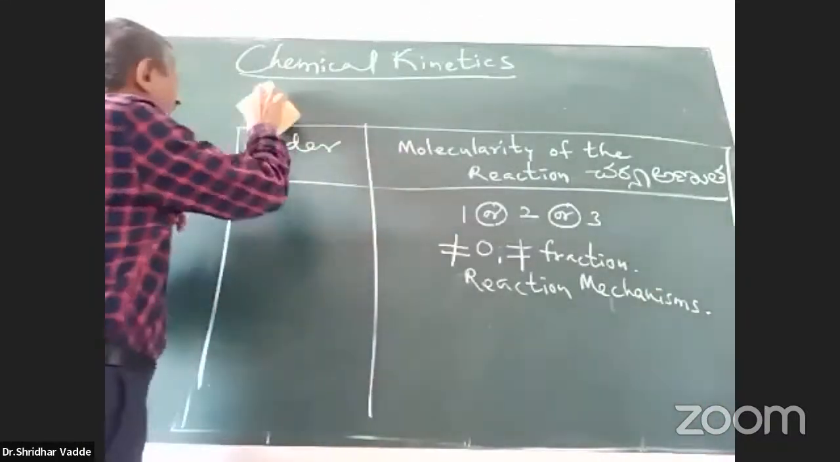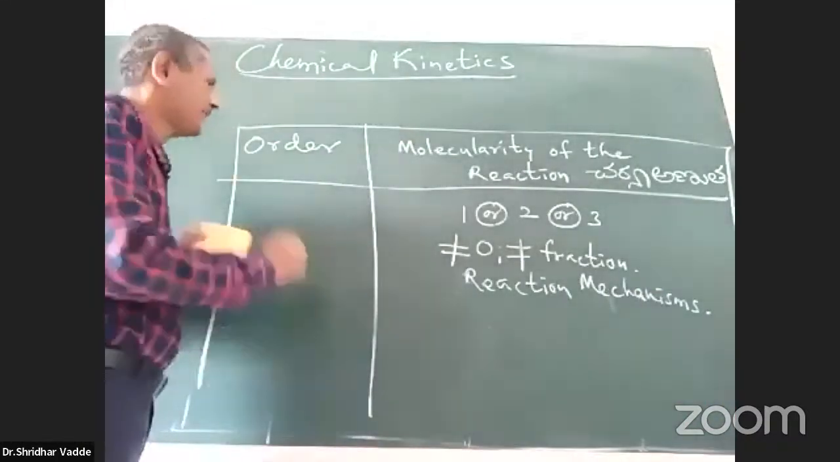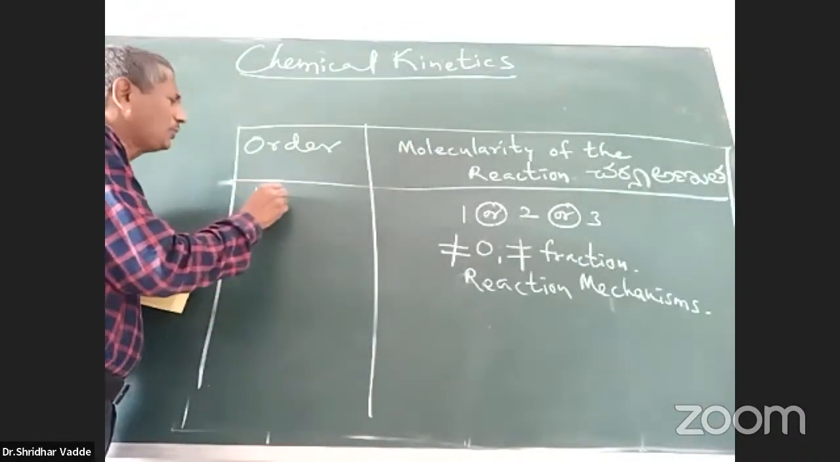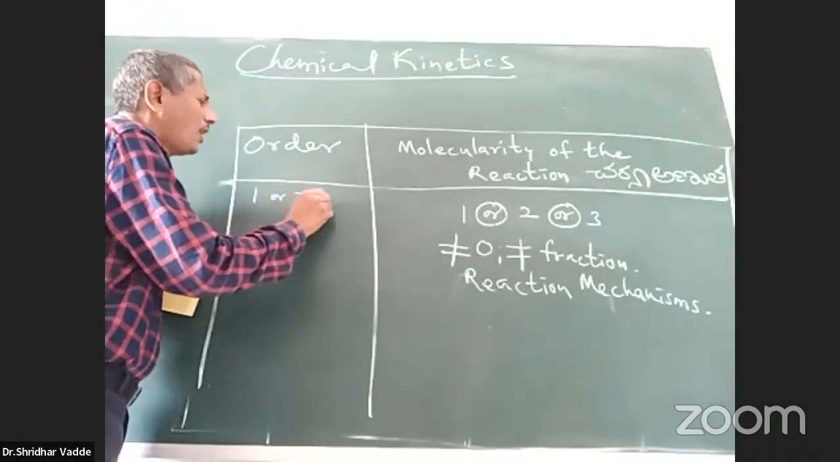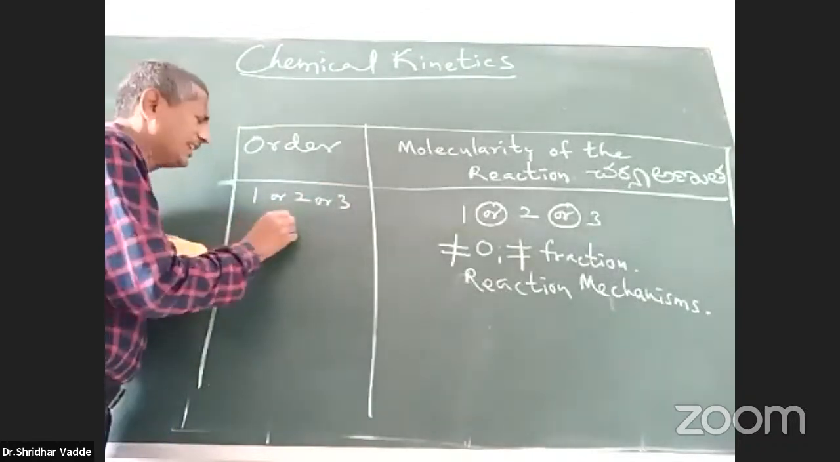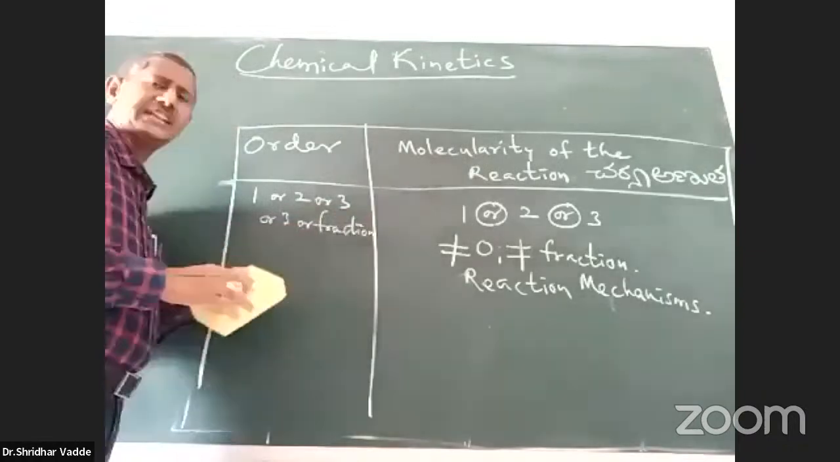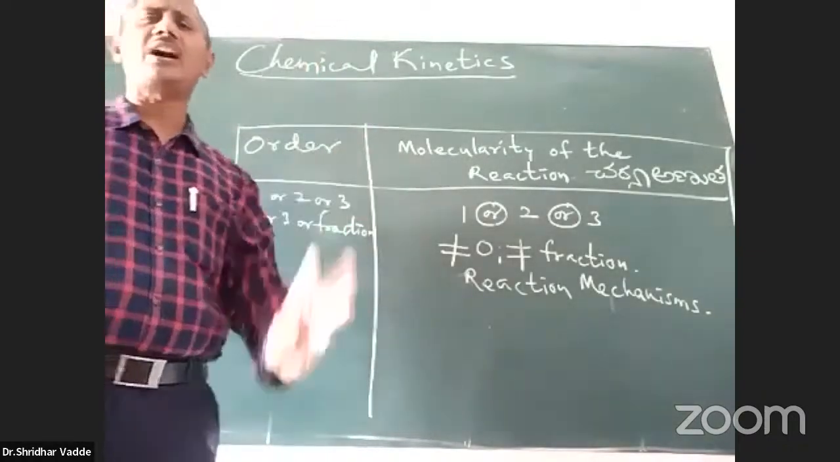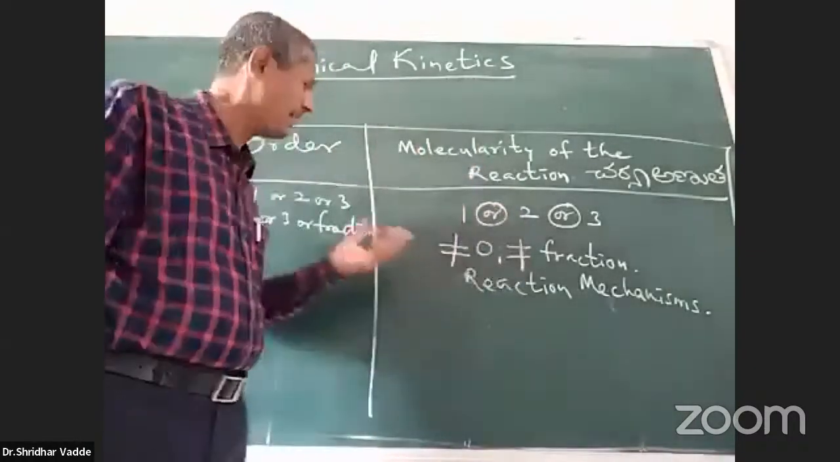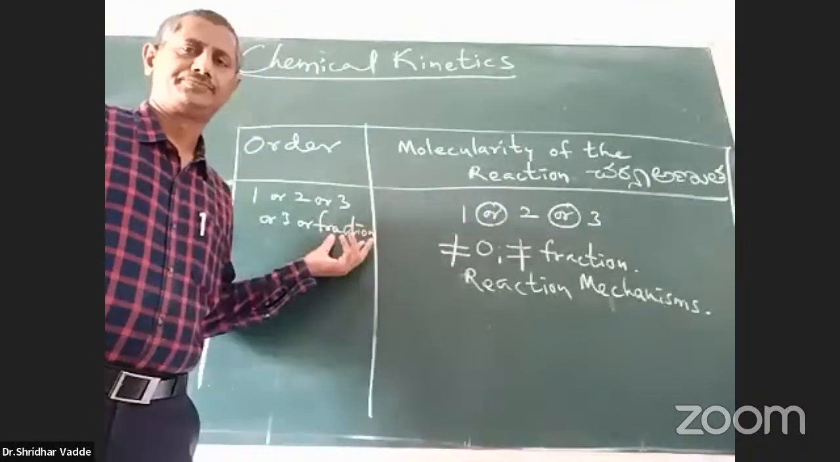Here, if you see the order of the reaction, this may be equal to 1 or 2 or 3 or 0 or a fraction. ఇది శూన్యము కావచ్చు, 1 కావచ్చు, 2 కావచ్చు, 3 కావచ్చు, లేదా భిన్నం కూడా ఉండవచ్చు.